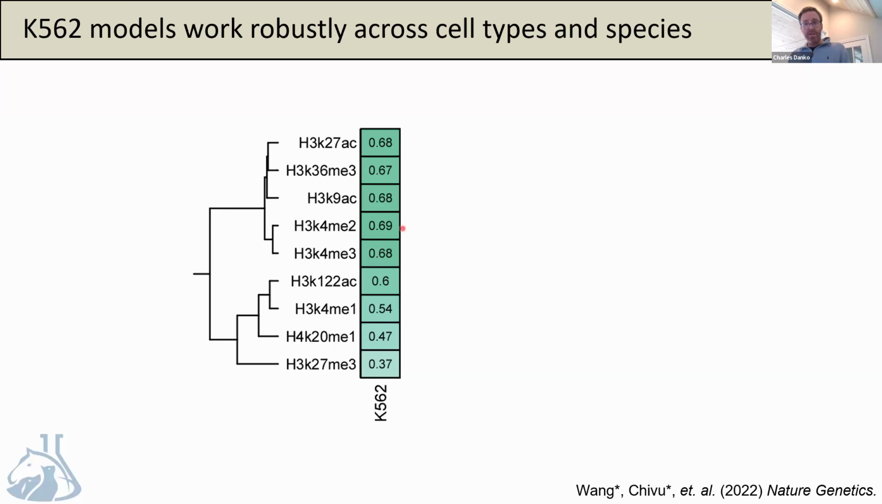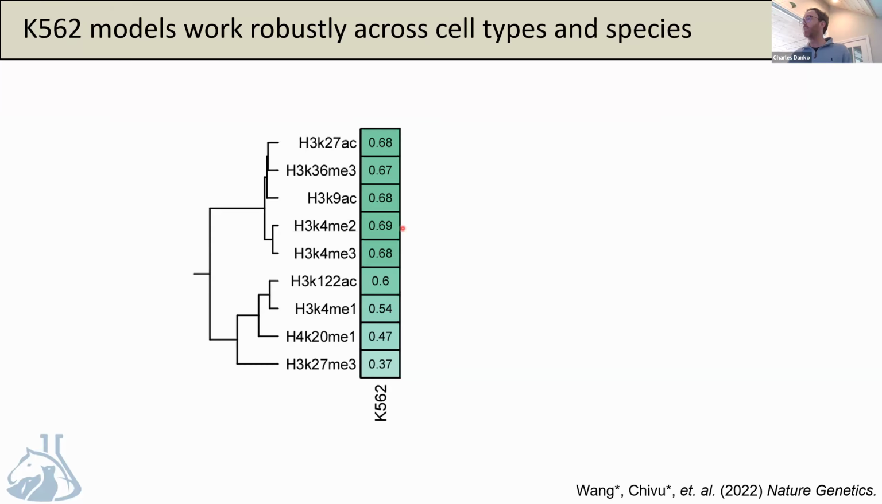So the other exciting thing that we can do with this is that once we have these models trained in one cell type, everything I've shown you so far is in K562 cells, which you could argue do not even really reflect a human anymore, we asked whether these same models are accurate in other cell and tissue types, and even in other species where we have data.